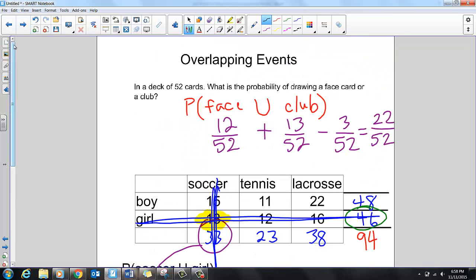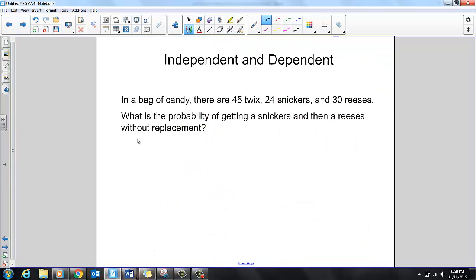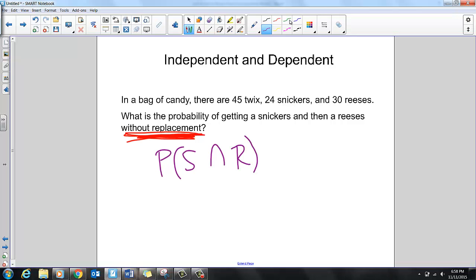All right, hopefully we understand overlapping events. Independent and dependent. All right, so I'm drawing some candy out of a bag. I want to know the probability of getting a Snickers and then a Reese's without replacement. Whenever you see questions like this on the test, go ahead and underline without replacement, because that is a big deal. We're not putting it back in the bag. All right, so I want to know the probability of getting a Snickers and a Reese's. When it is and, we want to multiply.